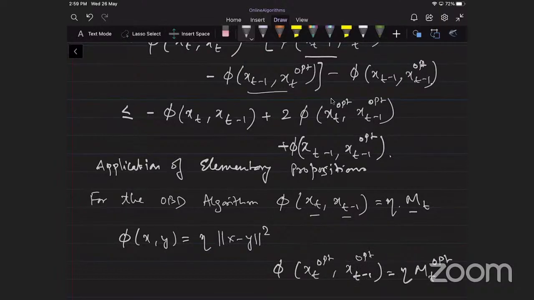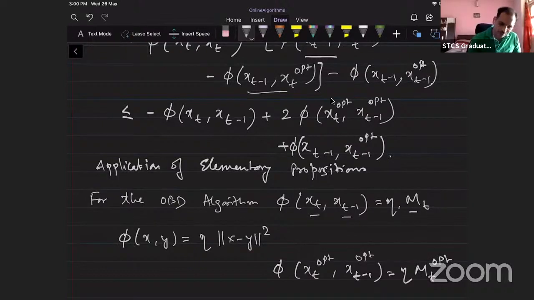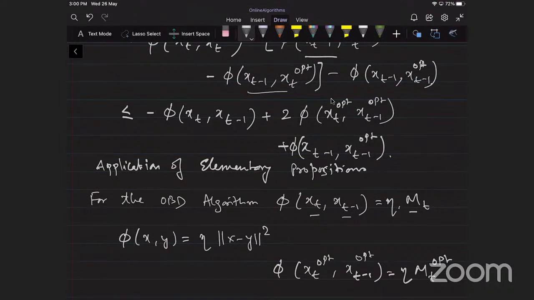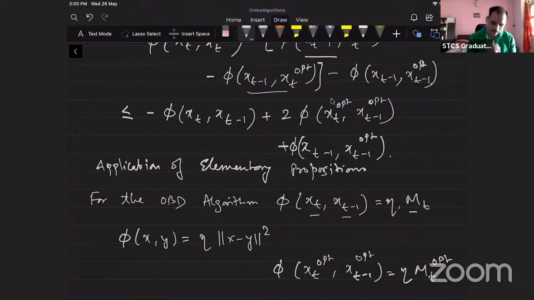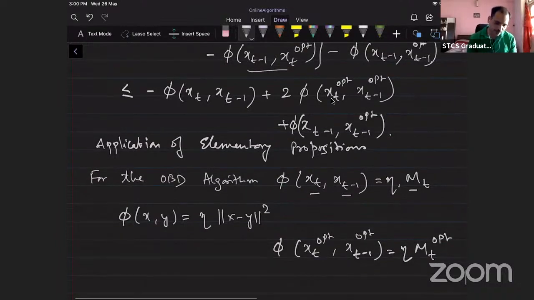Would it be 2 eta times MT? Yeah, I also thought so. For the moment, yeah, let's not worry about 2. It could be that 2 is needed, or I have made a mistake somewhere. So yeah, up to 2, these two things are okay. Because I think we have defined movement cost to be half x minus y whole square, while in my phi I have defined it differently, so it should be 2. So let me check in my notes where I have made a mistake. But yeah, up to 2 things are okay.